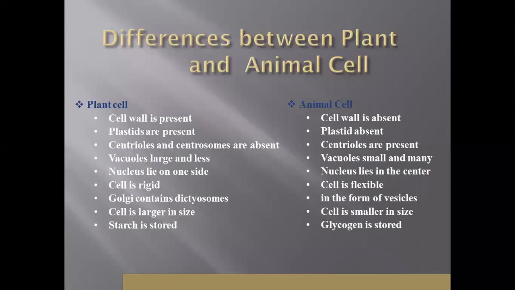Plant cell: cell wall is present, plastids are present, centrioles are absent, vacuole is large and single. Nucleus lies on one side, cell is rigid because of the presence of the cell wall. Golgi contains dictyosomes, cell is larger in size, starch is stored. Whereas on the other hand, in animal cell, cell wall is absent, plastid is absent, centrioles are present, vacuoles are small and many. Nucleus lies in the center. Cell is flexible because they don't have any cell wall. They have the plasma membrane, or cell membrane, in the form of vesicles. Cell is smaller in size, glycogen is stored.